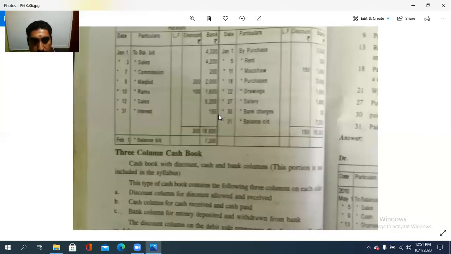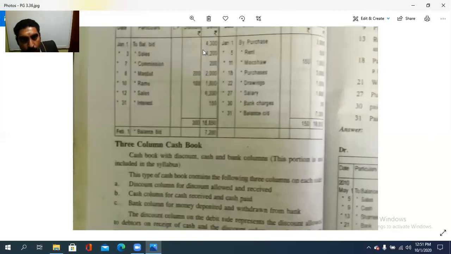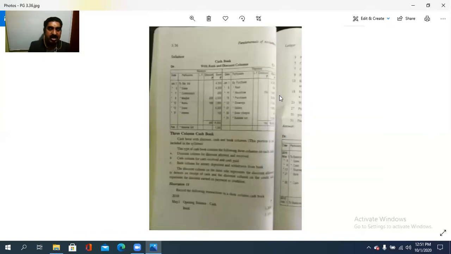Look. So then take the total of discount allowed as well as discount received column, and the bank column should be balanced. See here, the opening balance is debit, so closing balance will be on the credit side, 7,200. That is to be brought down. So in this way, we need to prepare the cash book with the bank and discount column, as well as cash book with the cash and discount column.